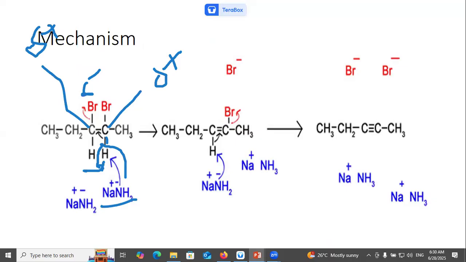Mechanism. In case of dihalide, the bromine is attached to this carbon, so it is partially positively charged. In case of sodium amide, the amide is negative and it attracts the hydrogen. Similarly, another halide is attacked by sodium amide and produces alkyne.